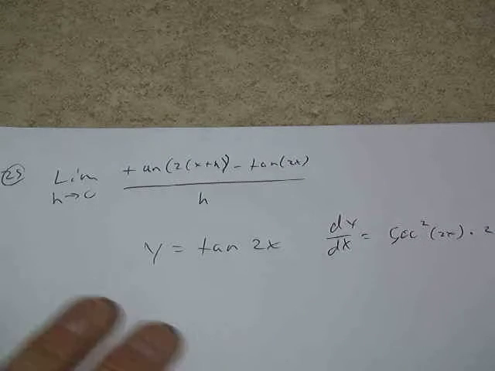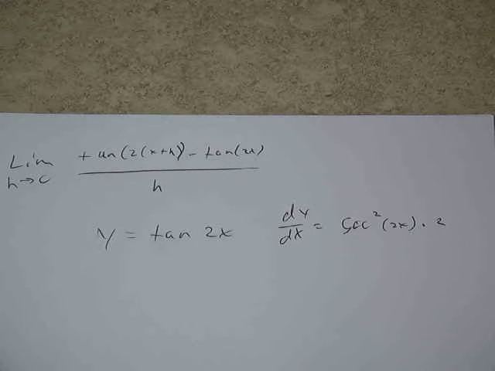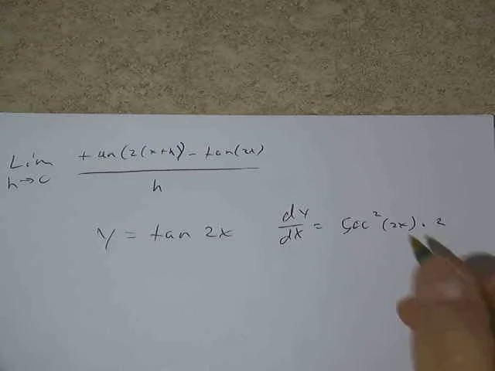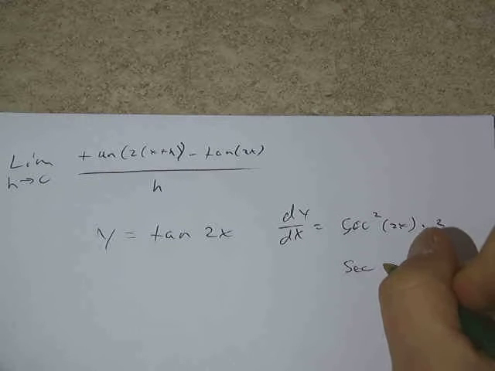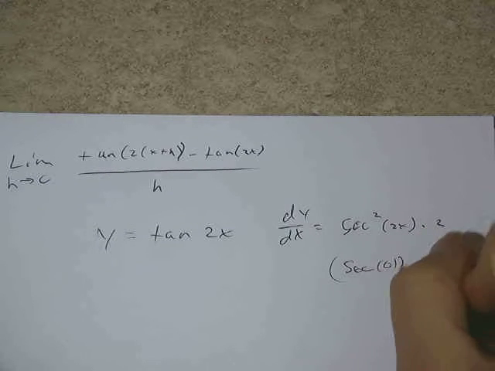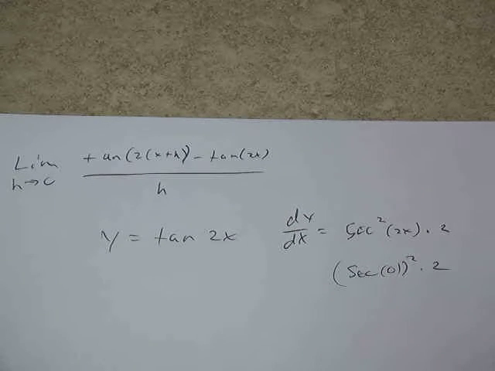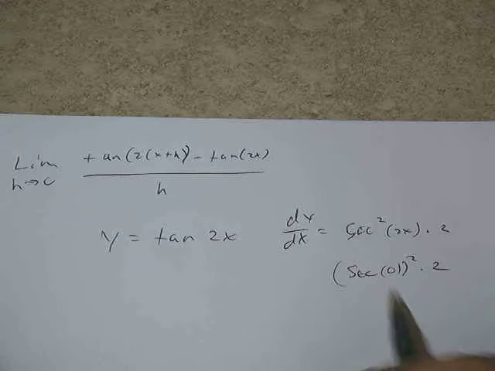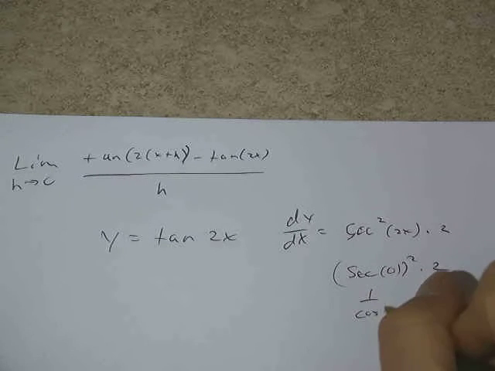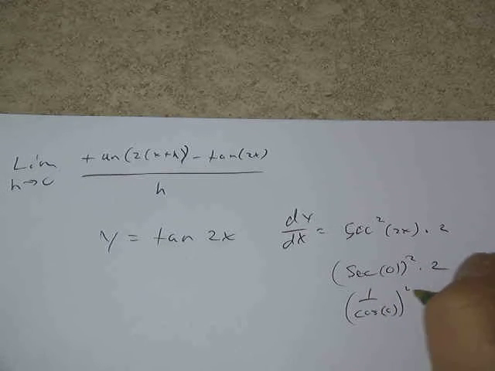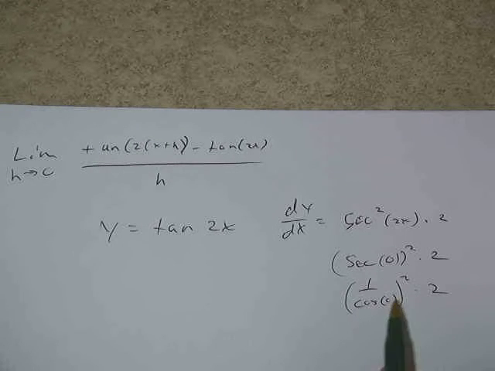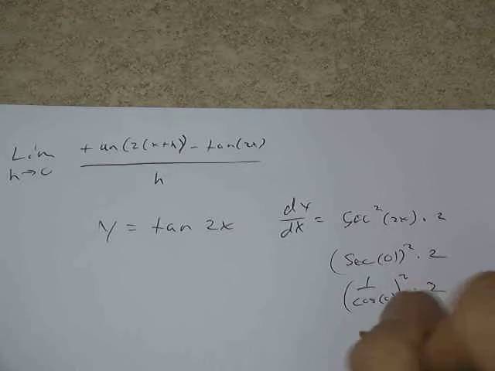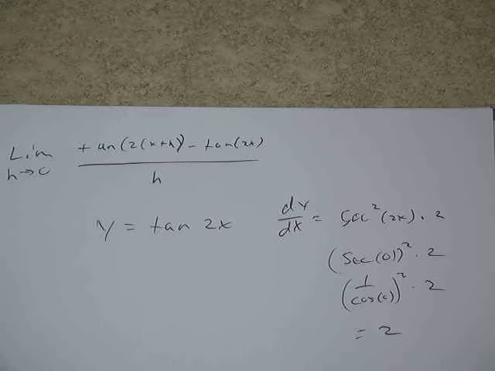And so again, that's our derivative of said function, and we want to know the derivative at 0, it asks. So if we do at 0 here, we'd have secant squared of 0 times 2. And if we do secant at 0, remember that's 1 over cosine 0. And ultimately cosine of 0 we know is 1. So we'd have 1 squared times 2 would be 2.